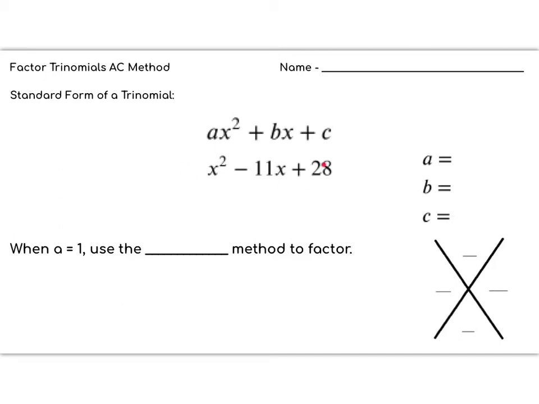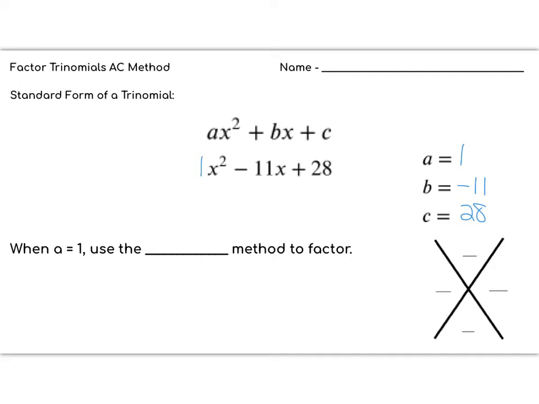So if I look at x squared minus 11x plus 28, the coefficient of x squared is 1, so a is 1. B is the coefficient of the x term, so it is negative 11, and C is the constant, it is 28. And we have been factoring trinomials where A is 1.